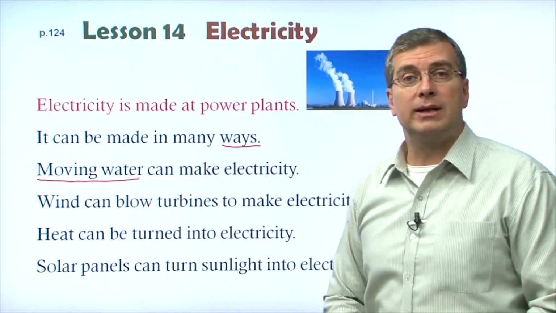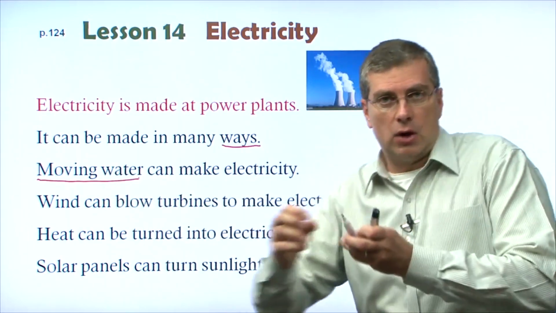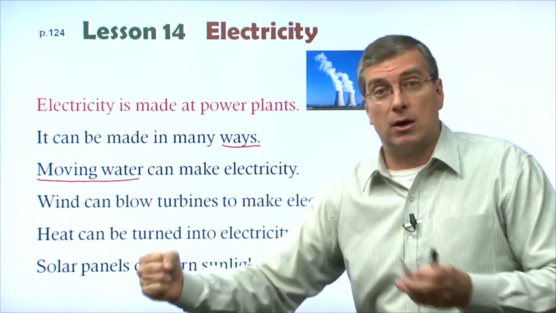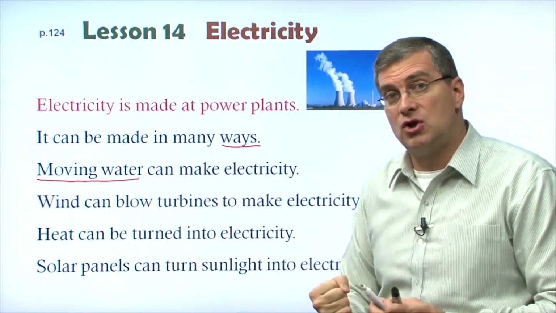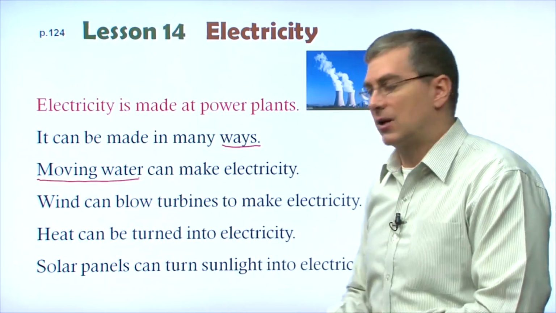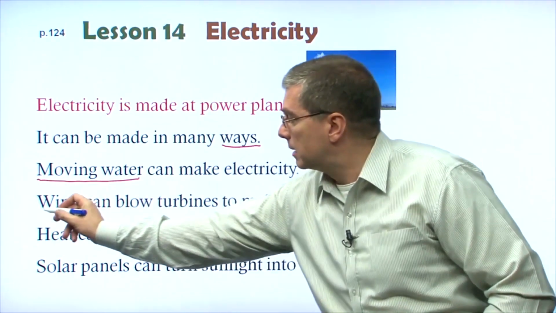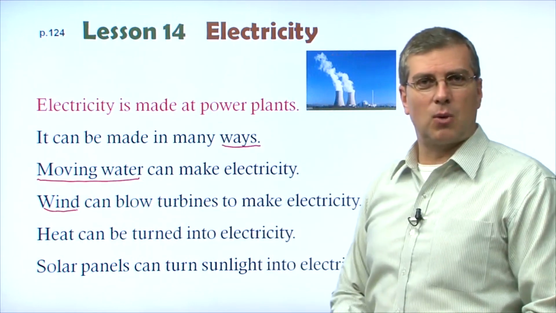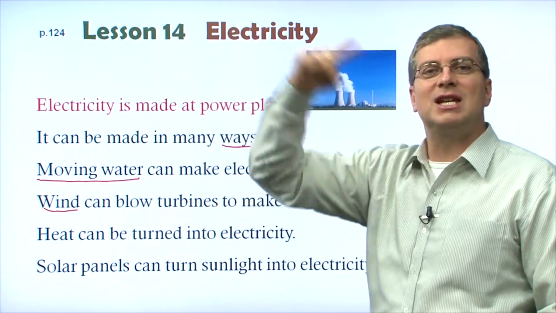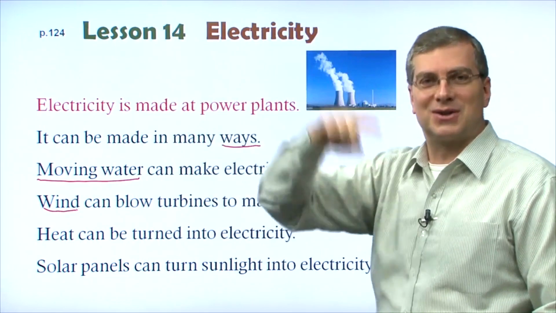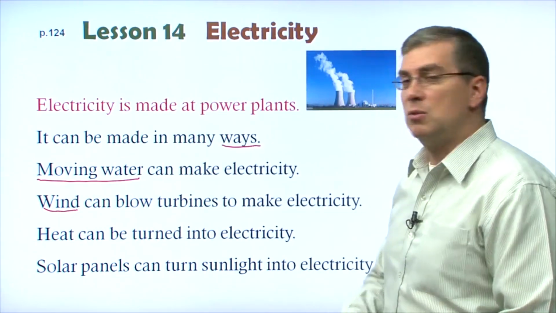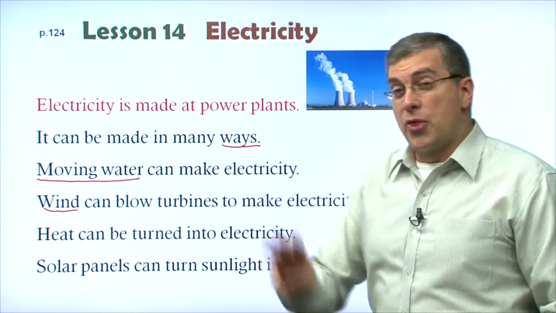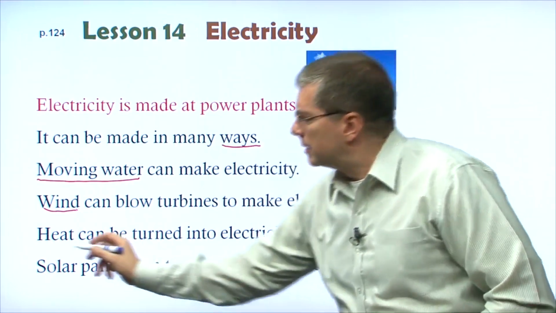Wind. If we think about wind, that's also motion, right? Wind is moving. It has energy. We can take that energy and turn it into electricity. So wind can blow turbines. Remember our word turbines, the big machines, devices in the desert that we saw in the picture that move around to make electricity.